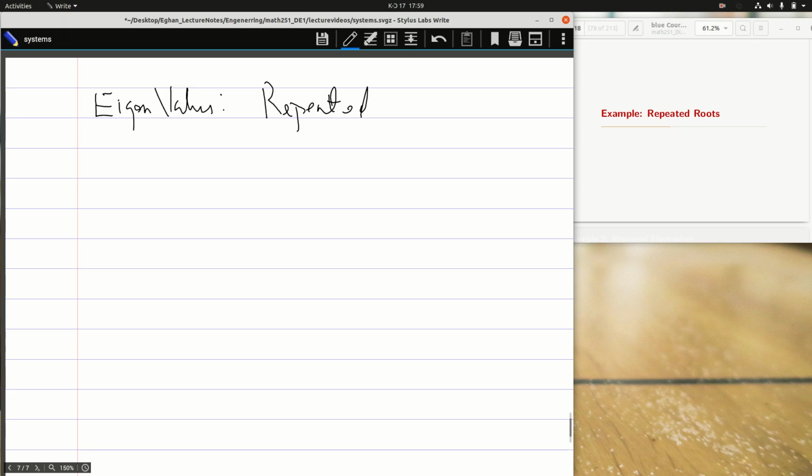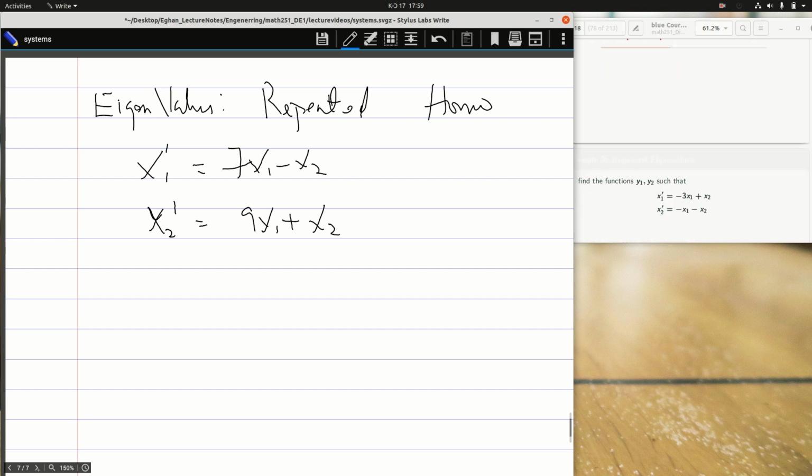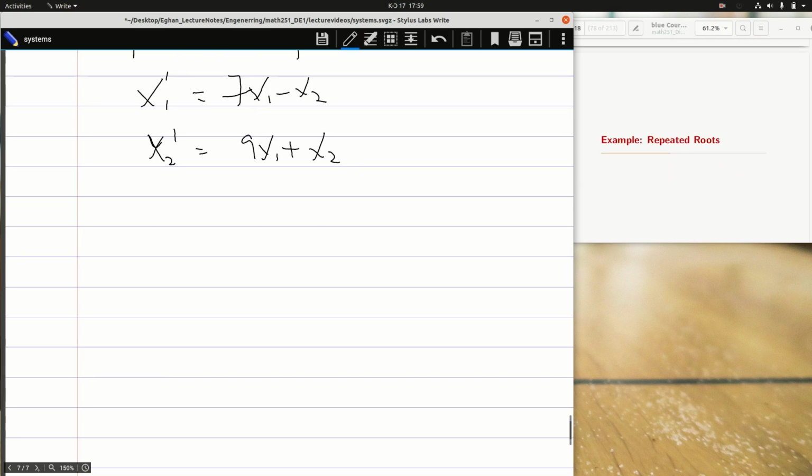So assuming I have a simple system such as this, 9x1 plus x2, to solve. Don't forget, we are still looking at homogeneous aspects of the system. Okay. So it means I can write this system out as x1 prime, x2 prime is equal to the coefficient matrix here, and the unknowns are x1 and x2. There's no J part, it is equal to 0.